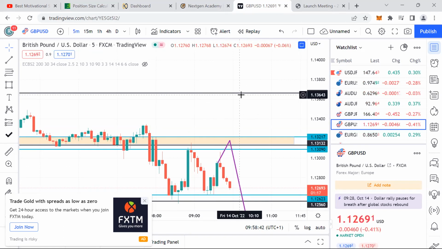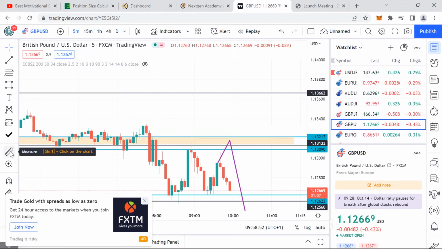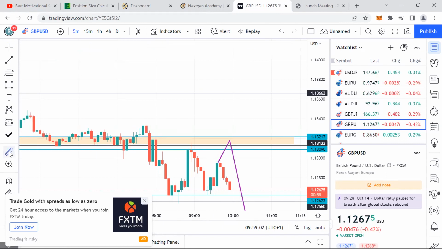So now you measure the number of pips from our anticipated area of entry to the stop loss. Now, this is the ruler. Can you see where my cursor is? On the left side of your screen, you can see where I'm hovering the cursor. You click on this ruler. That's what you use to measure pips. And if you're asking what pips is, that means you've not been to the video modules in the Next Gen Academy. Go and watch it.